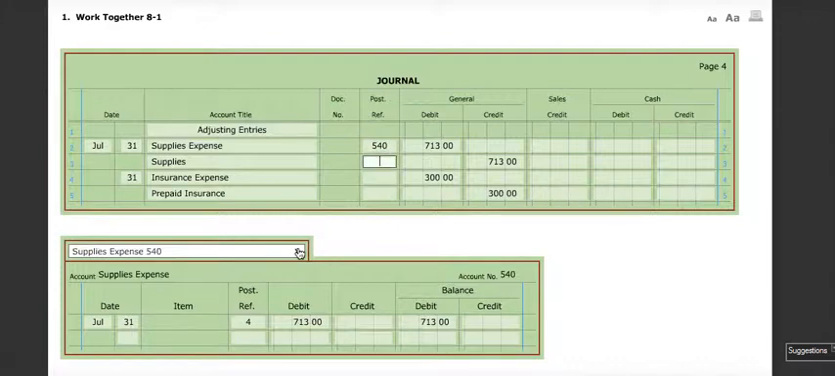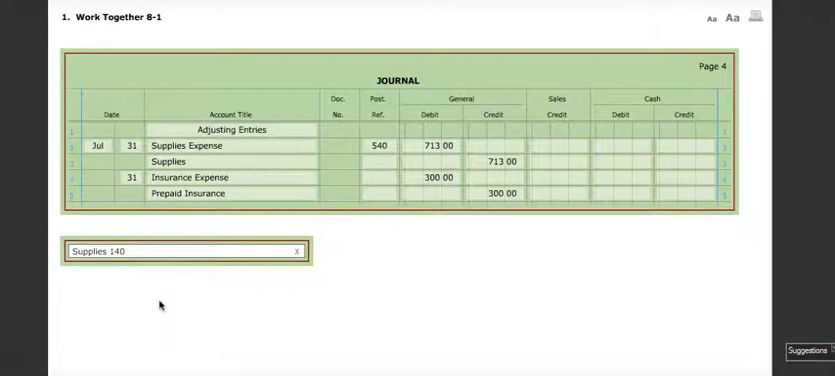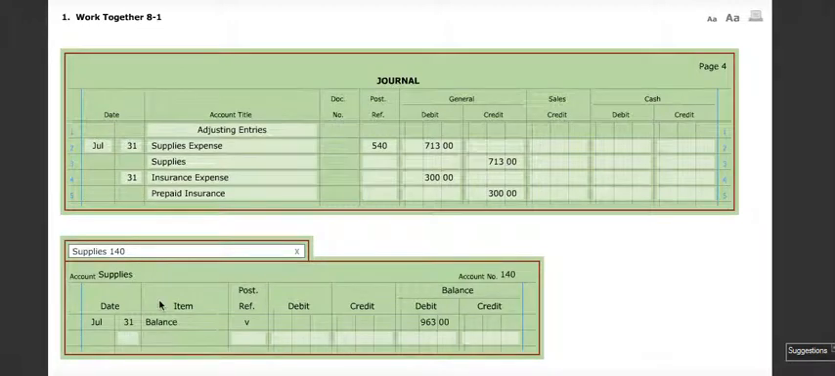All right, now I'm going to go to supplies, my supplies account. Now, for supplies, we have a balance already in there. We have a 31st. Page number 4 belongs here. We're going to have a credit for 713. So 963 minus 713 gives me $250. And I need to put a 140 up here. So if you can see, I took this account number and put it in my post ref, meaning that I posted that number to that specific account.